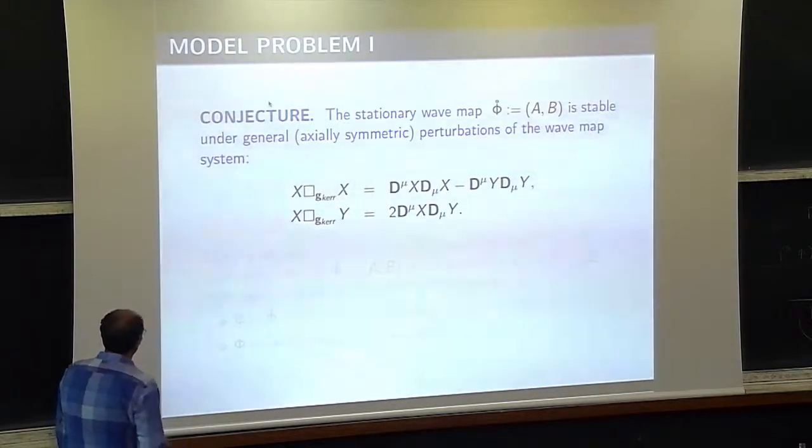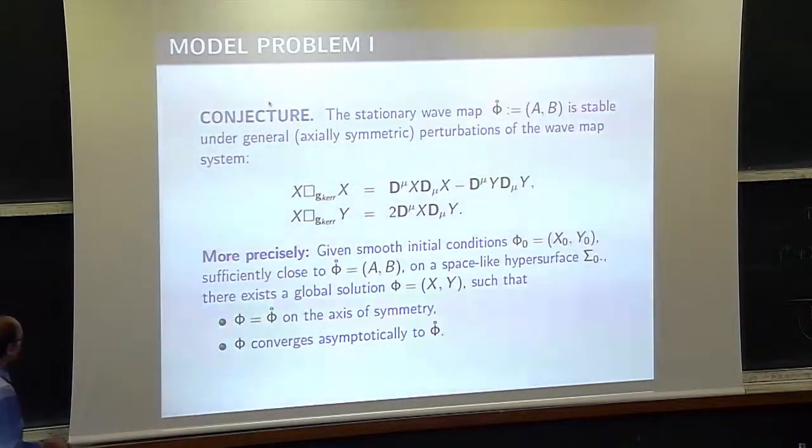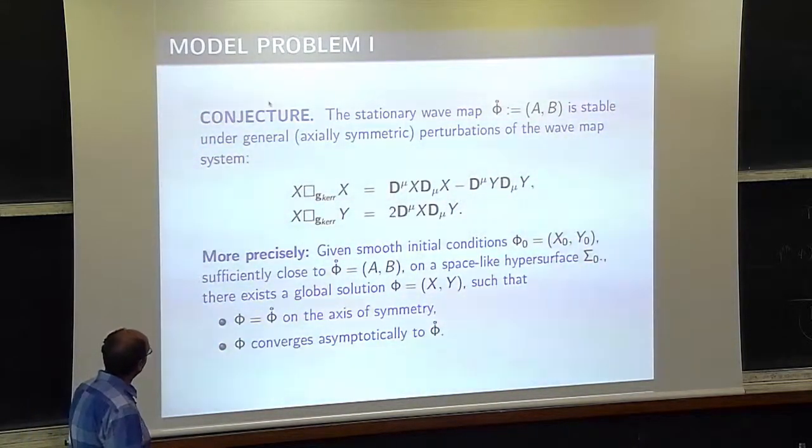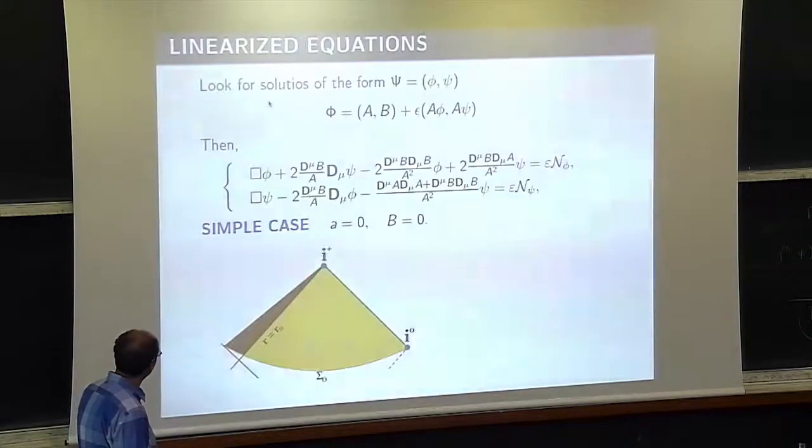In any case, here it is more precisely: given smooth initial data phi 0, x 0, y 0, sufficiently close to this on a spacelike hypersurface sigma 0, there exists a global solution x and y such that phi is equal to phi 0 on the axis of symmetry, and phi converges asymptotically to phi 0. Remark that there is no modulation here. This is a truly stable solution. So the stationary solution is supposed to be stable entirely, and I'll give arguments for that.